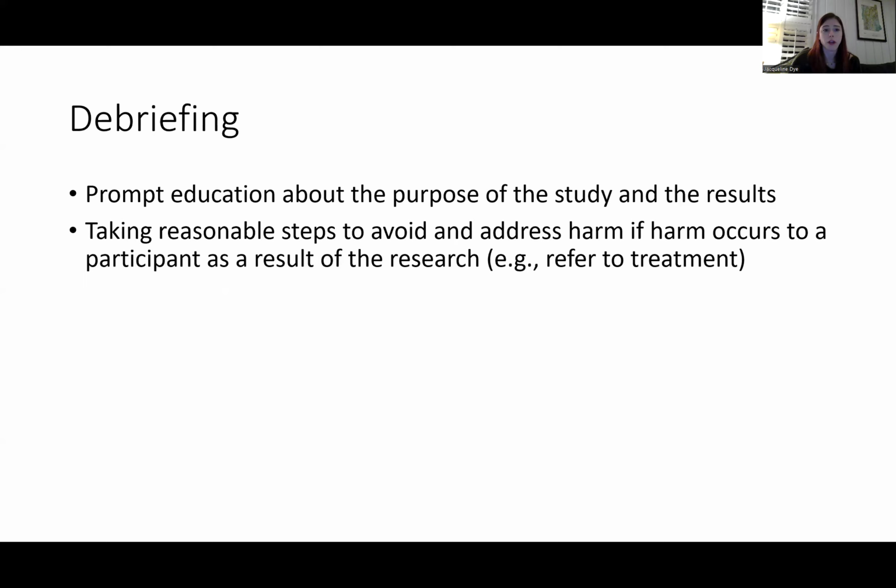And then debriefing. So this involves providing prompt education to the participants regarding the purpose of the study, the procedures, and then the results of the study too. It also involves taking reasonable steps to avoid and address harm if harm occurs to a participant as a result of the research. So for example, a researcher might refer someone to psychotherapy.